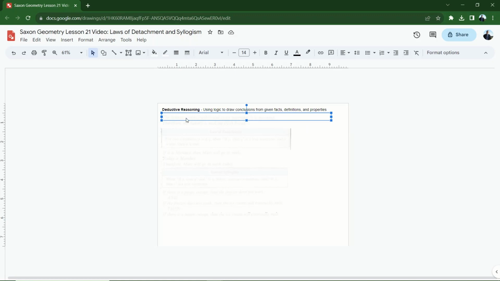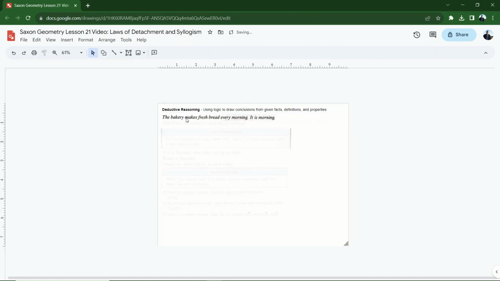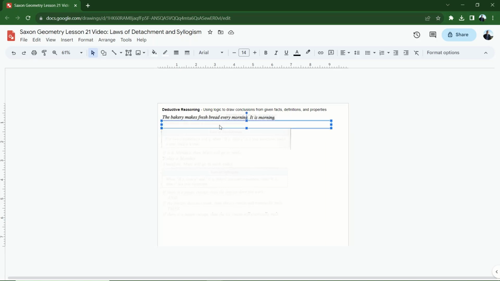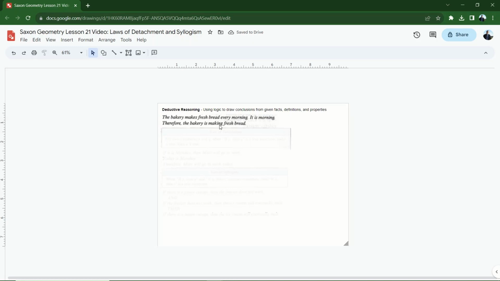All right, let's take a look at an example of what deductive reasoning looks like. And we're going to be looking at a specific example of deductive reasoning here. So here's a general statement that I've deemed to be true. I've proven this true. The bakery makes fresh bread every morning. Okay? The bakery makes fresh bread every morning. It is morning. Now, can I draw a conclusion from those two statements? Why, I sure can. I can draw the conclusion: therefore, the bakery is making fresh bread. This is deductive reasoning. I take a general statement that I know is true, at least I assume it to be true. And then I can look at the parts of the statement.